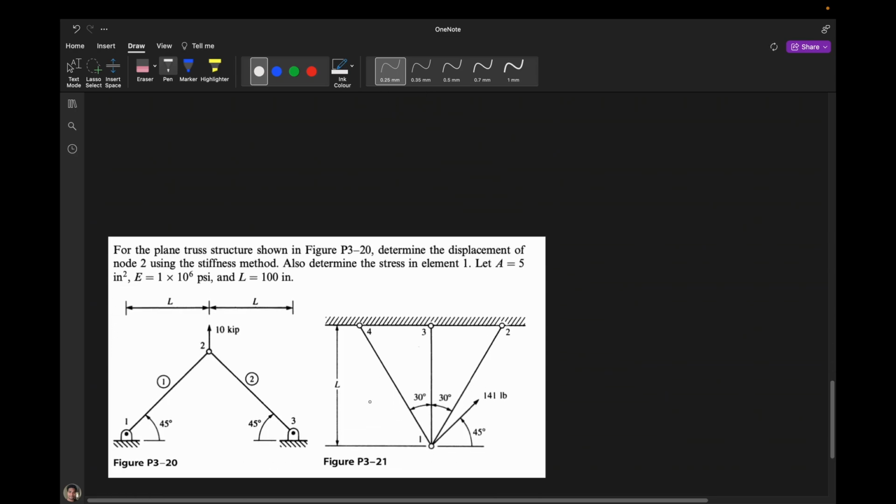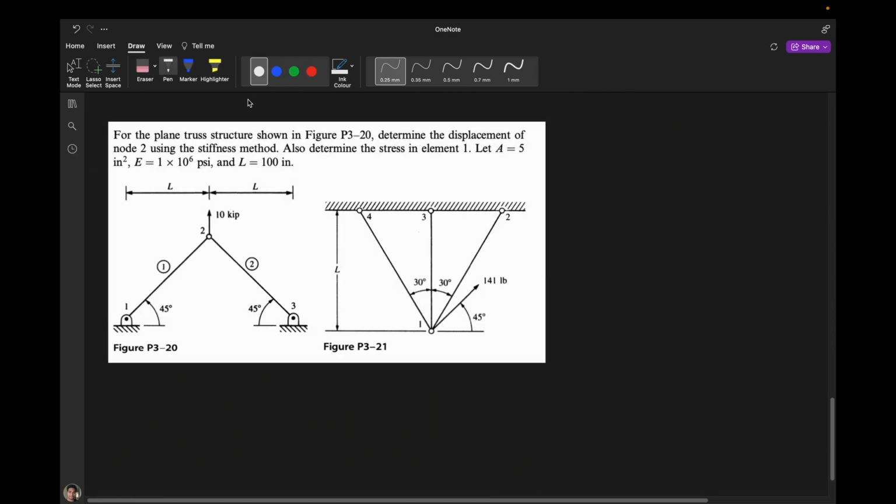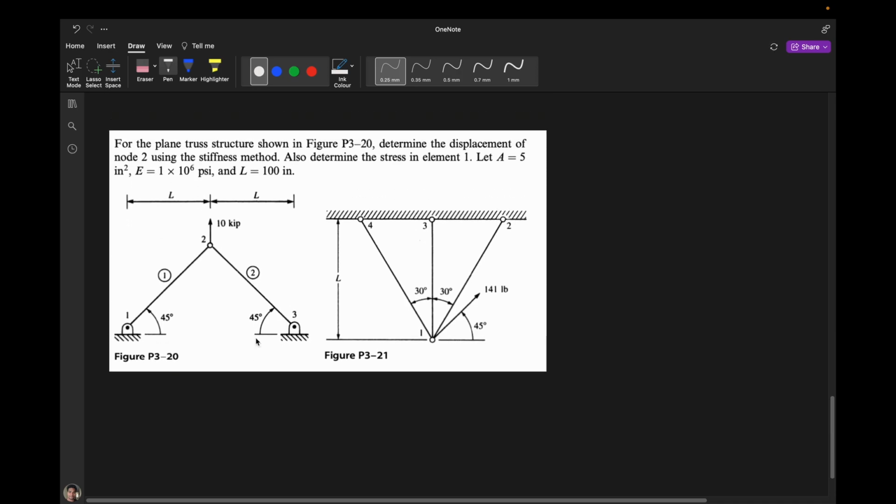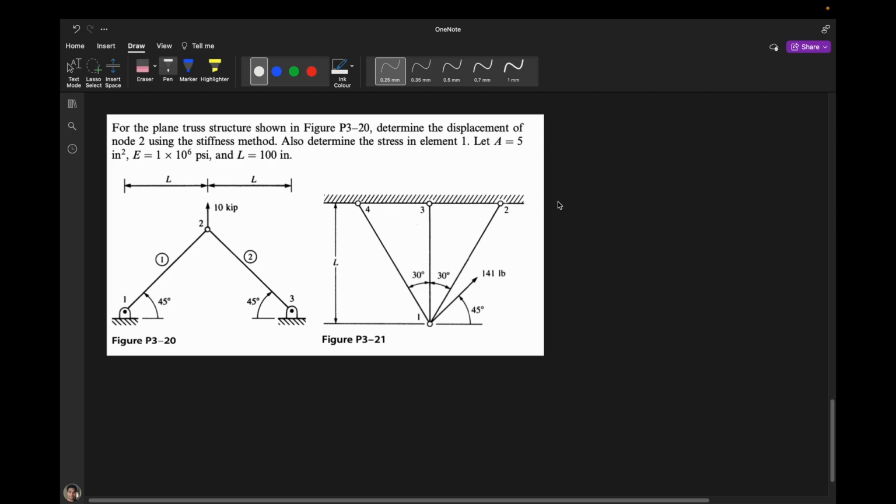Now let's take a different example like this. In this case, there are two bars, bar 1 and bar 2, and the cross-sectional area of bar 1 and bar 2 are both the same, which is 5 inch square. Modulus of elasticity is 1 into 10 to the power 6 and L is 100 inch. Then we have to find the displacement of node 2. This is problem number 1 and this is problem number 2. Same problem but different graph.